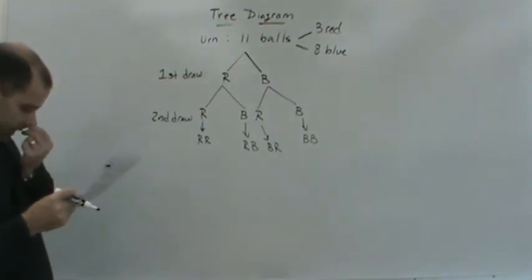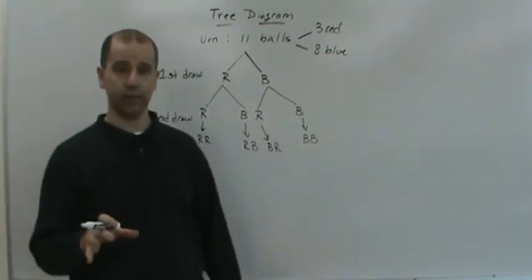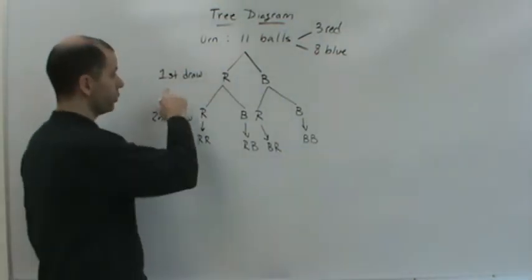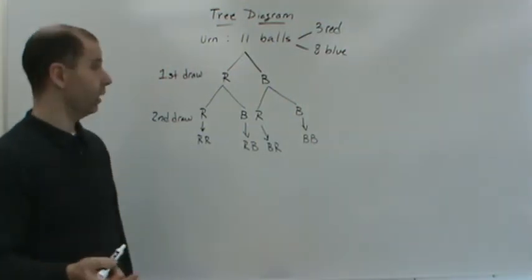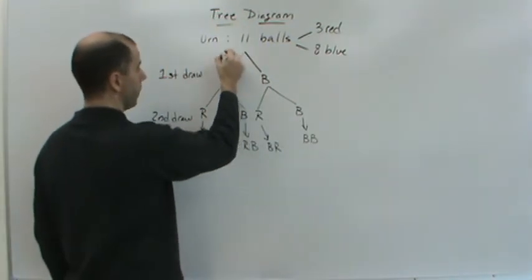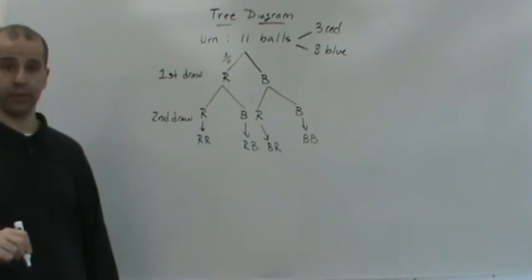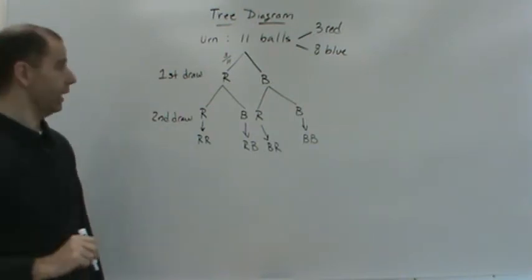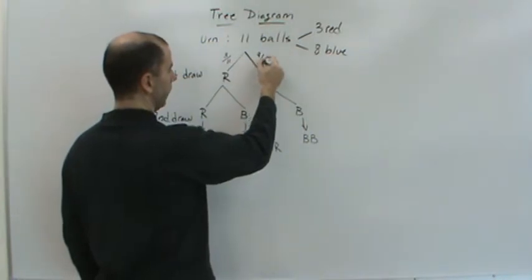Okay, now, how do we do the probabilities? Well, this is where the replacement comes in, right? So on the first draw, what's the probability of getting a red? Well, how many reds do I have? I have 3 out of 11. So that probability here is going to be 3 out of 11. So I would just write 3/11ths on that branch. And so then the probability of getting blue would be 8 out of 11, right?